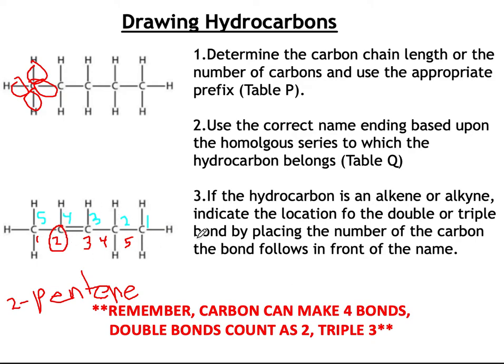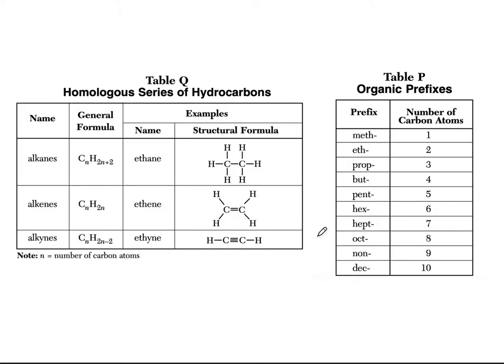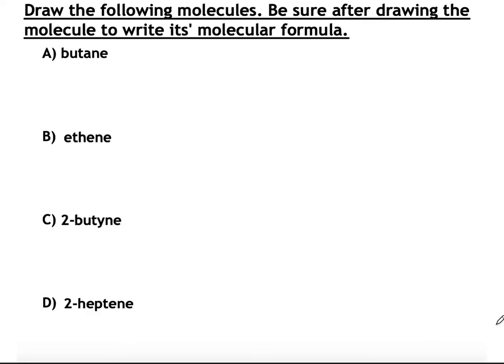Carbon is always going to have 4 lines next to it. Again, if you have a double bond, it counts as 2, triple as 3. So table Q and table P are going to be your friends in naming organic compounds, right? Table Q tells you if something's an alkane, alkene, or an alkyne. Table P tells you the prefixes, which relates to the number of carbon atoms. And I'll walk through some of these samples with you.